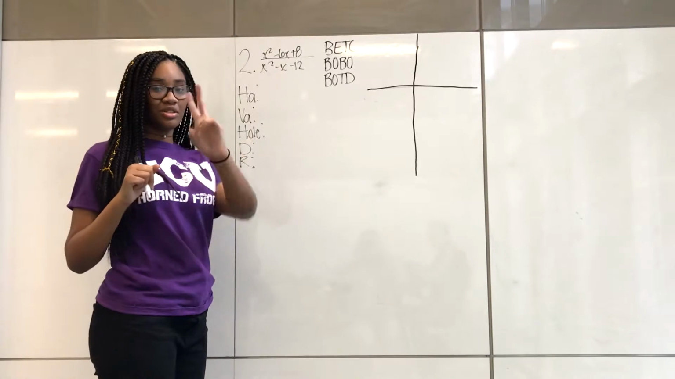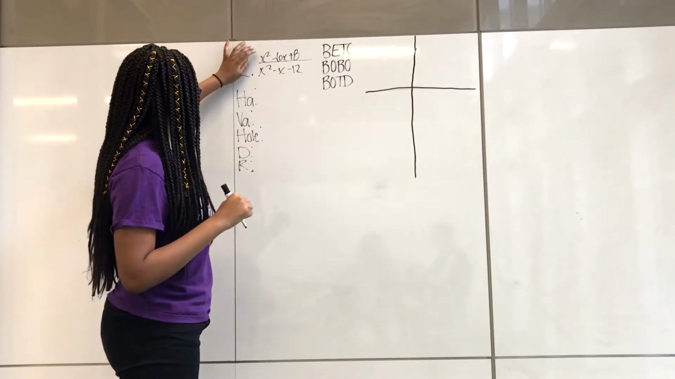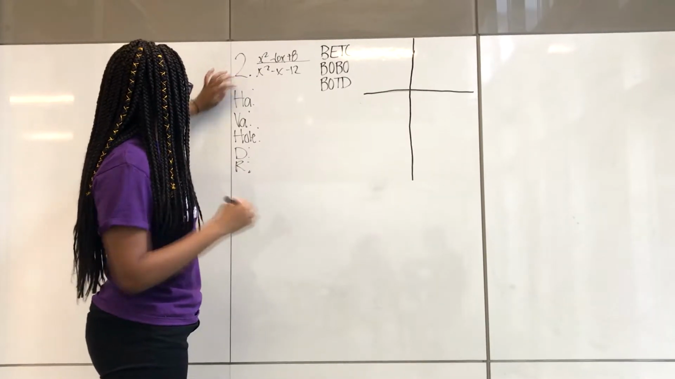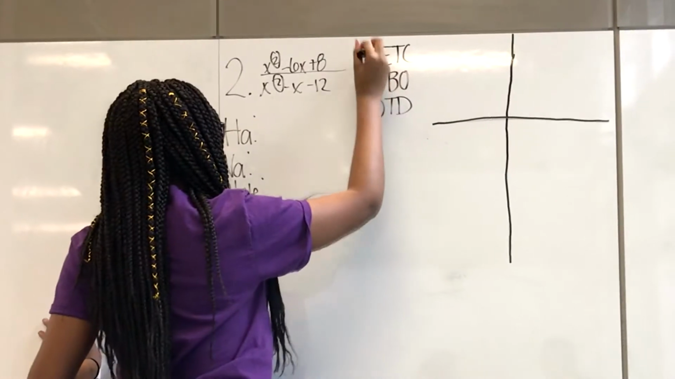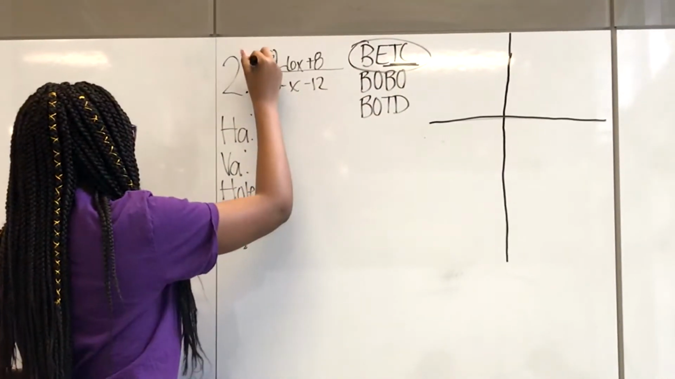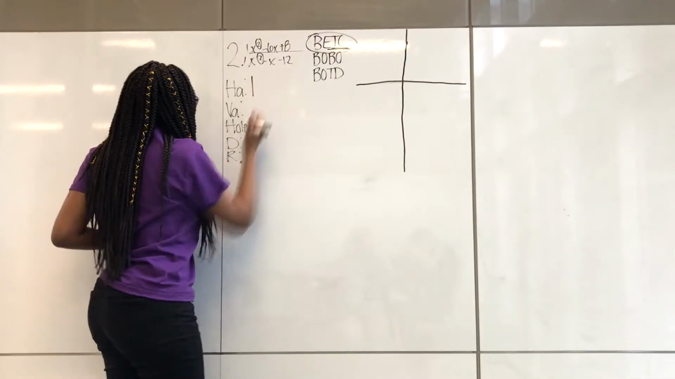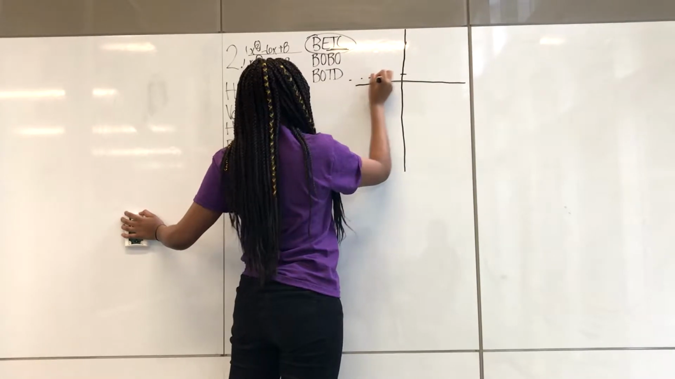This is question number 2. First thing we're going to do is find the horizontal asymptote. So they're both equal, so that means it's the coefficient, which is 1. So the horizontal asymptote is at 1. So do the little dotted line.